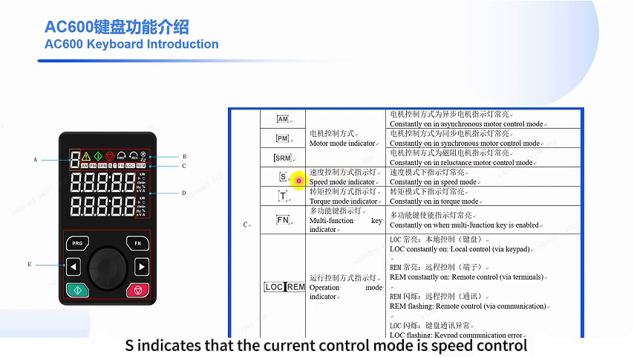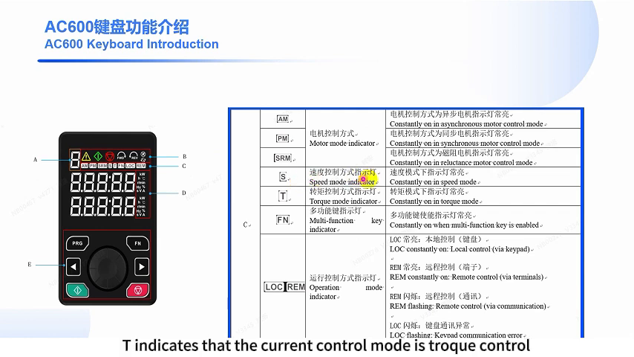S indicates that the current control mode is speed control. T indicates that the current control mode is torque control. When F11.02 is set to a non-zero value, it means that the multifunction key is valid and the corresponding function can be executed by pressing Fn.